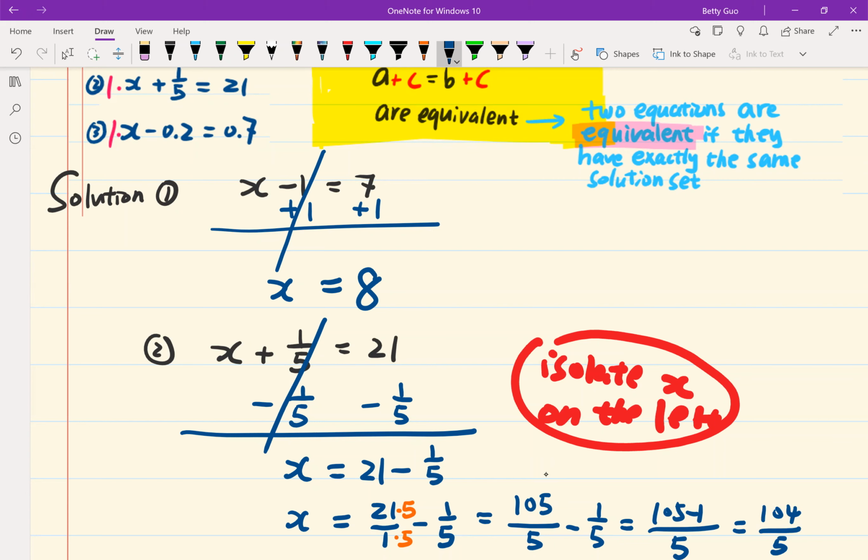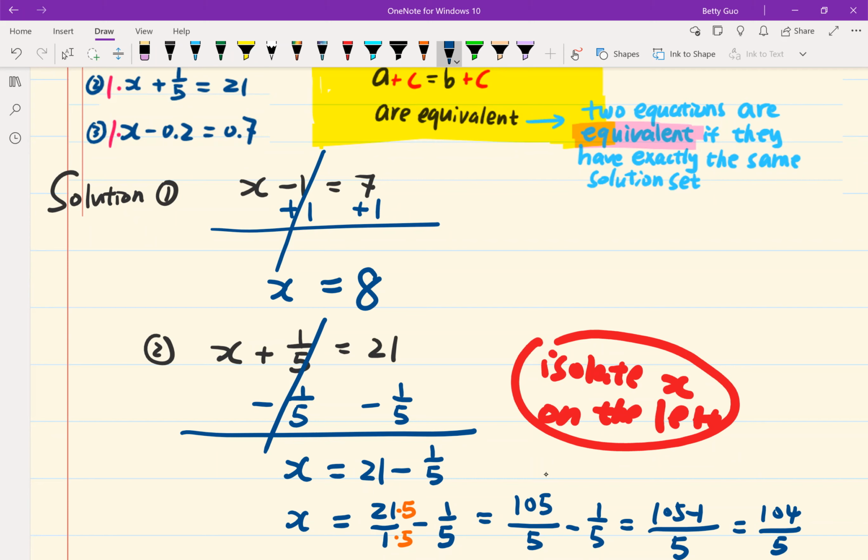How do we reduce it? Since 104 is not divisible by 5, the numerator and the denominator are mutually prime. So this is already reduced. You don't have to convert it to a mixed number. I don't require that, okay? You can have the answer as an improper fraction, as long as the fraction is reduced. Good job. That is 104 over 5. So that's how we solve number 2.